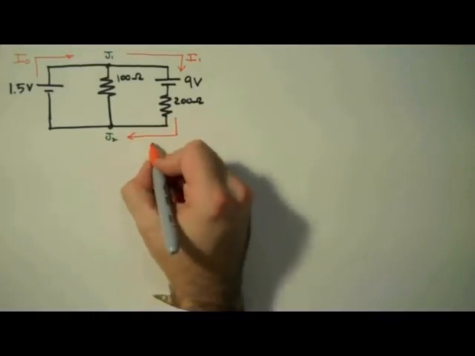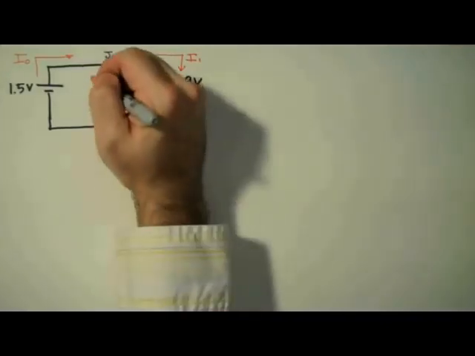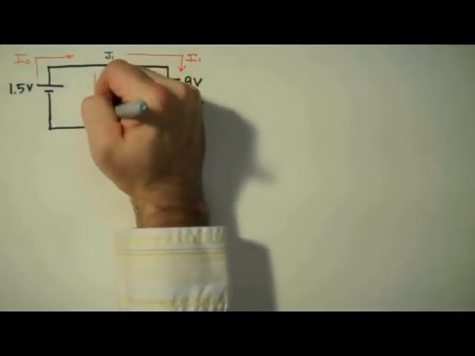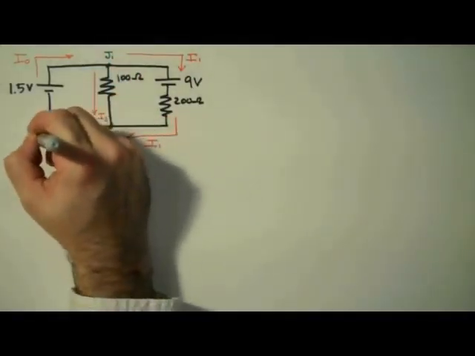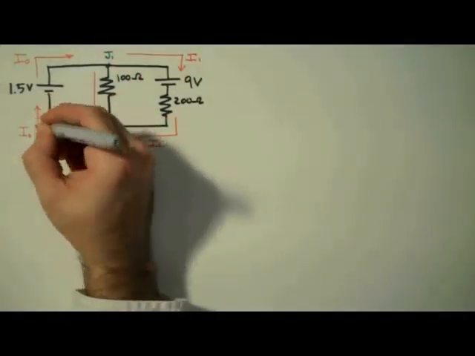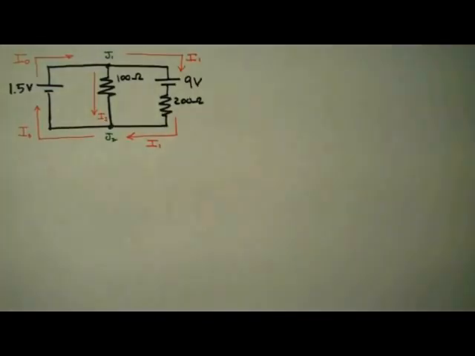Note that I0 does not pass through junction 1. This middle leg will be I2. And when I1 and I2 rejoin, we have I0, because the current coming out of that 1.5 volt battery needs to be the current coming back in. Also note that the directions of these currents at this point are arbitrary. We'll find out if we chose the right directions after we complete the problem.